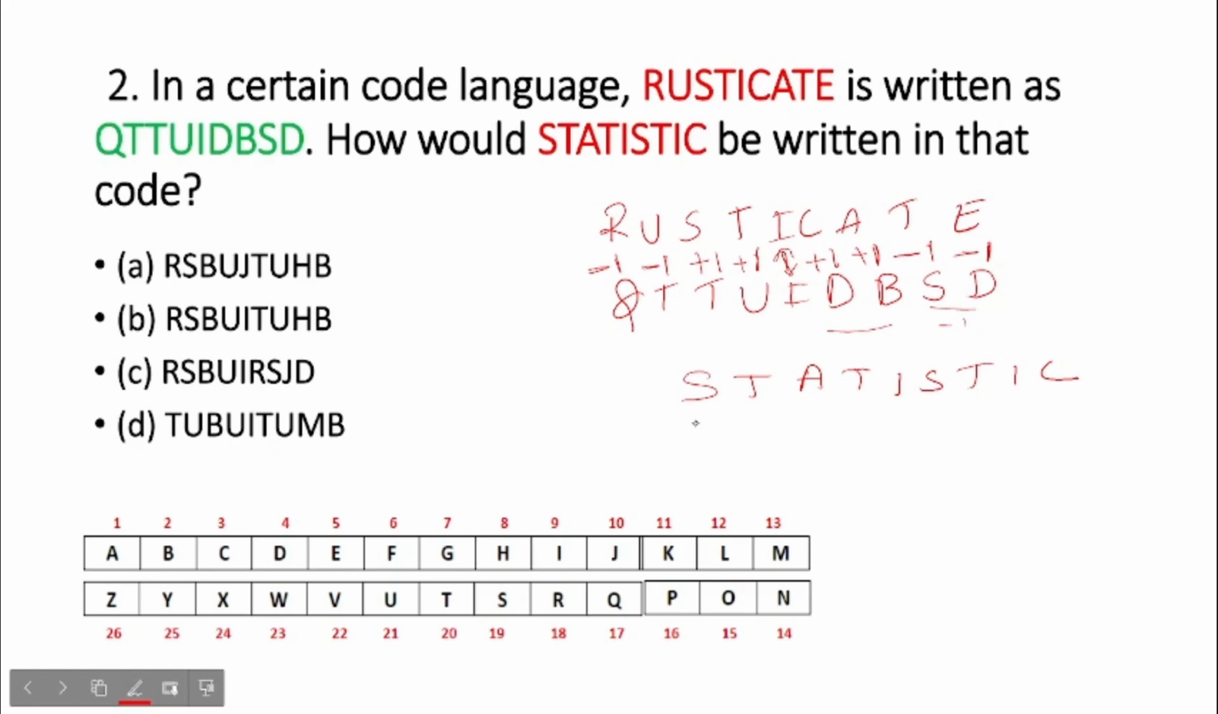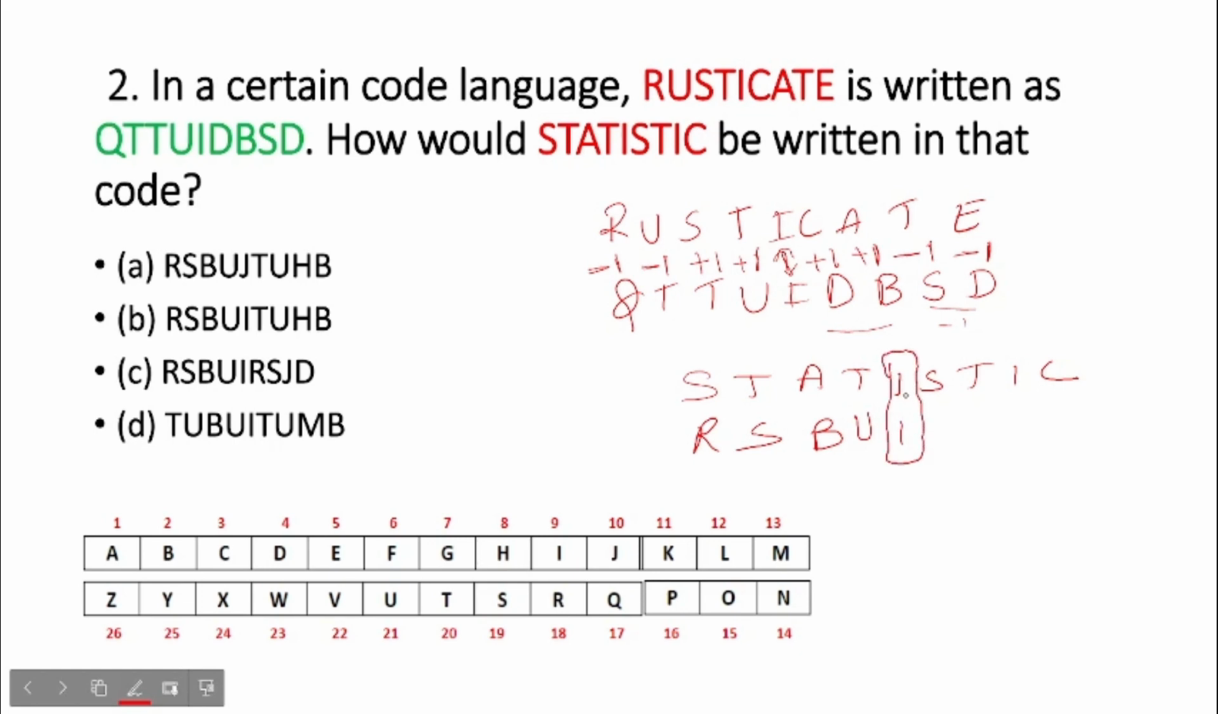One position down for S, that is R. One position down for T, that is S. One position above A, B. One position after T, that is plus 1, T plus 1, U.